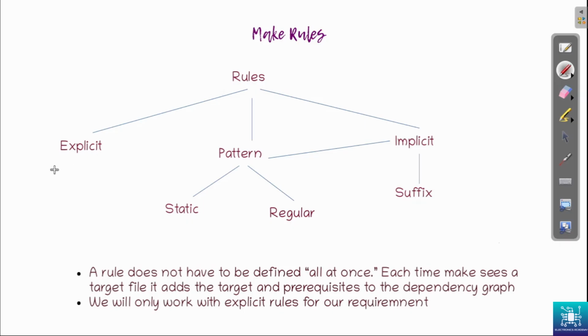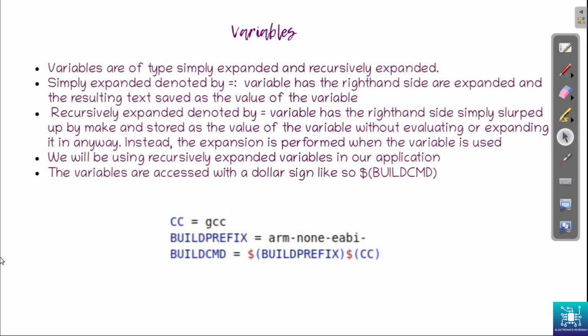So rules are of type explicit, pattern, and implicit. And then pattern again has static and regular rules. Implicit has suffix, and then implicit also maps to pattern. So we will not look at this side. We will only work with explicit rules, which should be sufficient for our requirement. But then we need to know the further tips and tricks that we can apply with make. Just like we had variables in linkers, make also has variables. And there are two types of make variables, which are called simply expanded and recursively expanded.